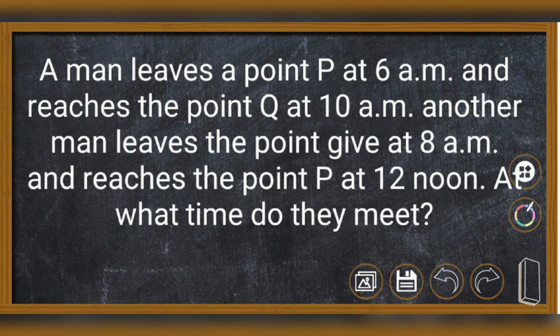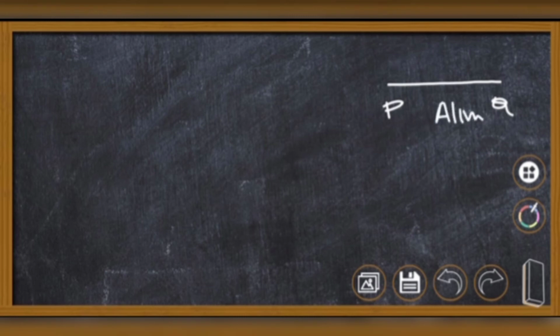So, one is moving from P to Q and the other is moving from Q to P. They are moving in two different directions. And the starting times are different. One is starting at 6 am and the other is starting at 8 am, and their arrival times are also different. One reaches at 10 am and the other only at 12 noon.